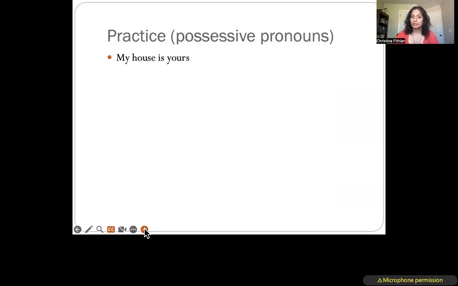So you can practice diagramming this sentence to the best of your ability for possessive pronouns. My house is yours. Now, in this case, remember that you're going to have one possessive pronoun that is a determiner and another one that stands alone and is a noun phrase itself.